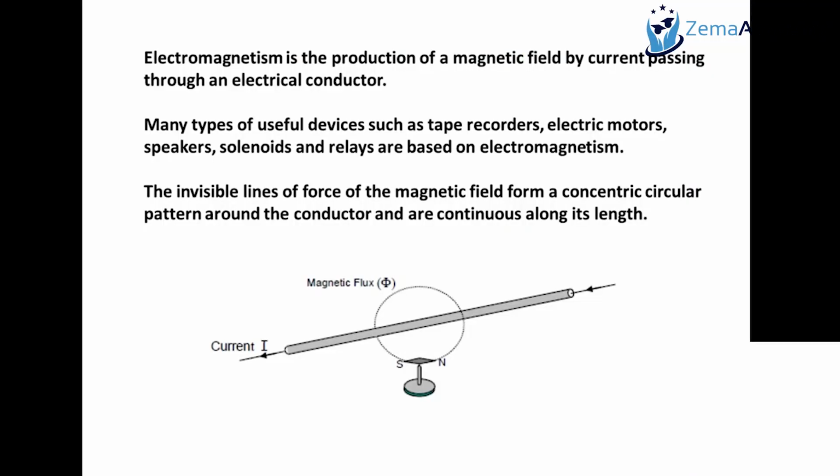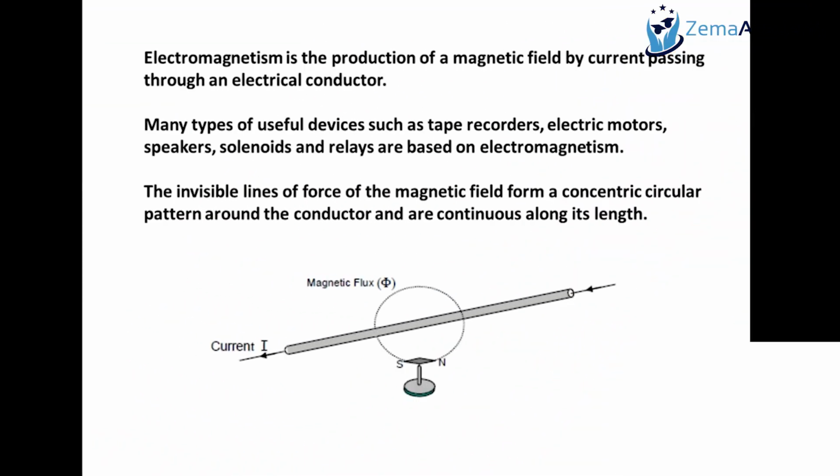So, electromagnetism: what is it? Well, it's the production of a magnetic field when a current flows through a conductor, according to the basic laws, Ampere's law. Many types of useful devices such as tape recorders, electric motors, speakers, solenoids, and relays are based on electromagnetism.